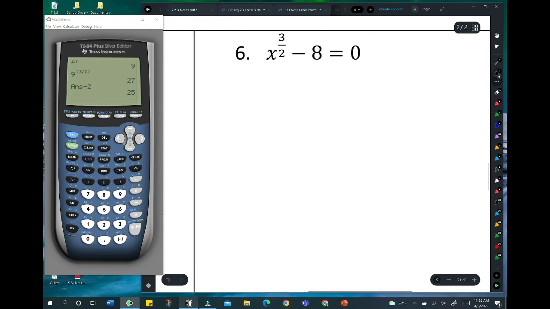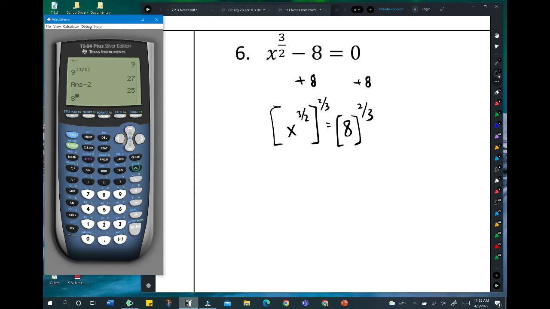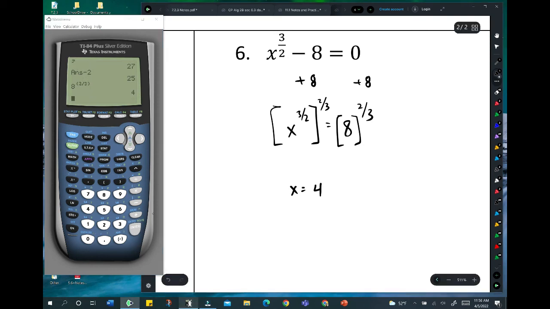And the last example, this should be pretty easy. Add 8 to each side. Bada bing, bada boom. X to the 3 halves is equal to 8. We then raise each to the 2/3. And 8 to the 2/3 gives us 4. And if we check that, it should work out.